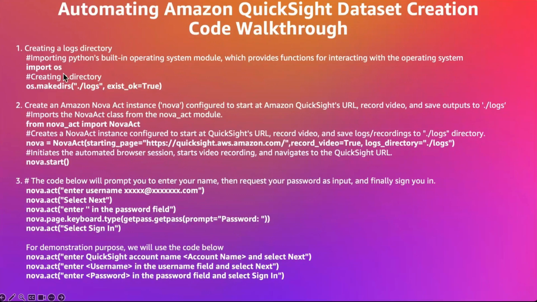Okay, over here, the first step I've done is creating a logs directory, which is the basic step. You might be doing it in all shell scripting, Python scripting, whatever you're doing. I'm just creating a directory over here, an OS directory. The next step, which I've already taken you through, is creating an Amazon Nova Act instance. First importing the NovaAct class from the NovaAct module, then creating a NovaAct instance to start at the QuickSight URL, and then start the browser.